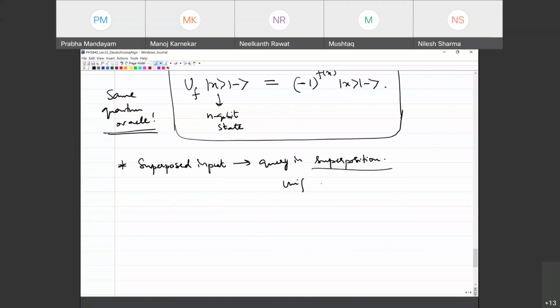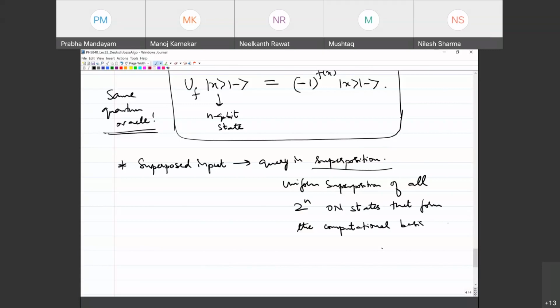a uniform superposition of all the 2 to the n orthonormal states that form the standard basis or the computational basis for the n-qubit space. So, uniform superposition of all the basis states of the n-qubit space. So what does that mean?